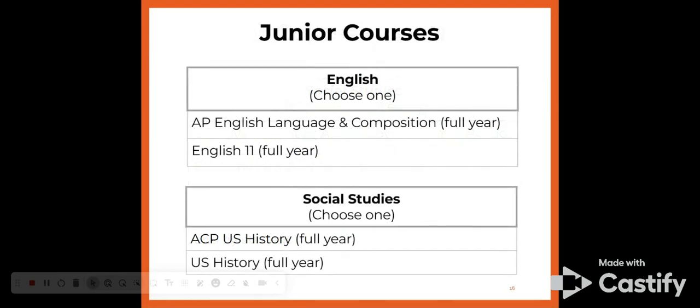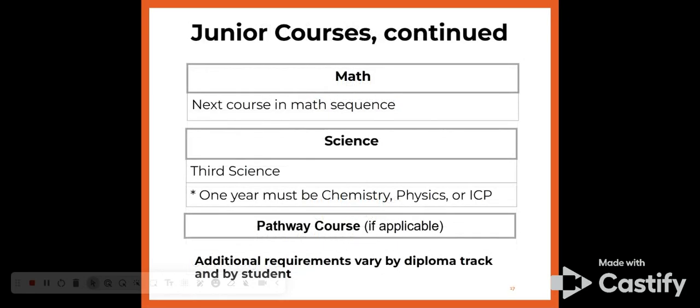Now I'll talk about junior year requirements. All juniors have to take an English class as well. You could choose between taking AP English Language and Composition for the full year, which is considered a college level course, or you can choose English 11. For social studies, you have to take U.S. History. You can take ACP U.S. History, which is an IU course, and there's a potential to earn 6 college credits for the year, or you could take regular U.S. History for high school credit.